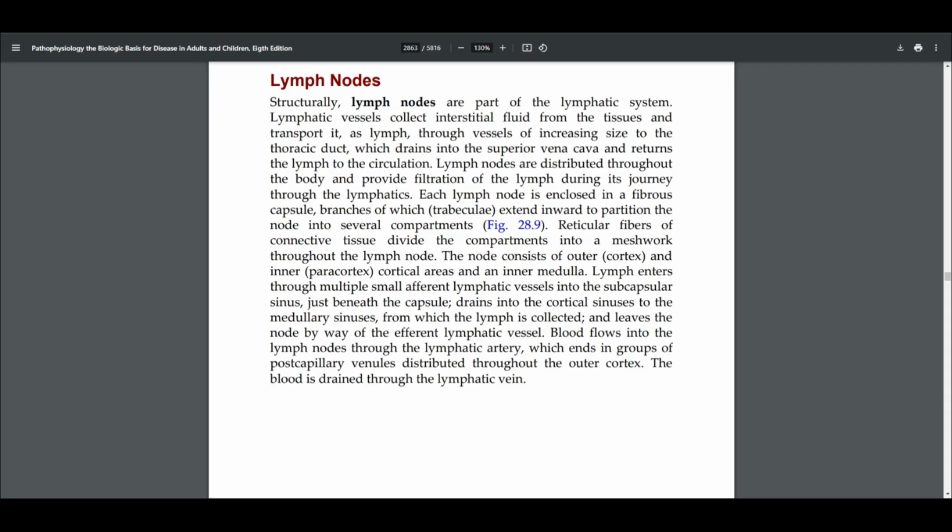Structurally, lymph nodes are part of the lymphatic system. Lymphatic vessels collect interstitial fluid from the tissues and transport it as lymph through vessels of increasing size to the thoracic duct, which drains into the superior vena cava and returns the lymph to the circulation. Lymph nodes are distributed throughout the body and provide filtration of the lymph during its journey through the lymphatics.